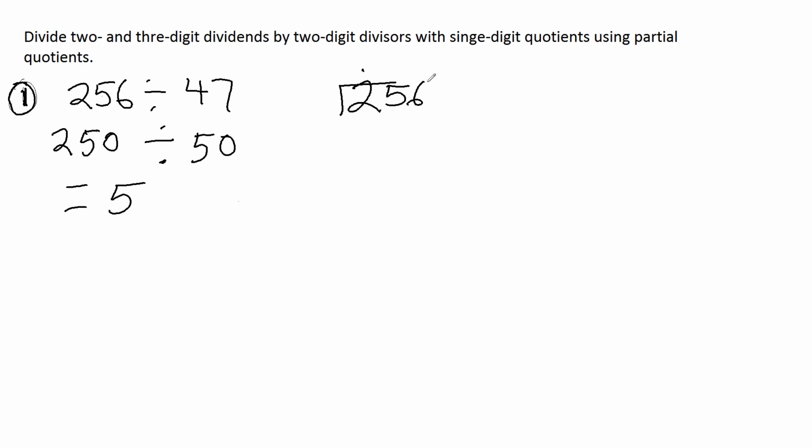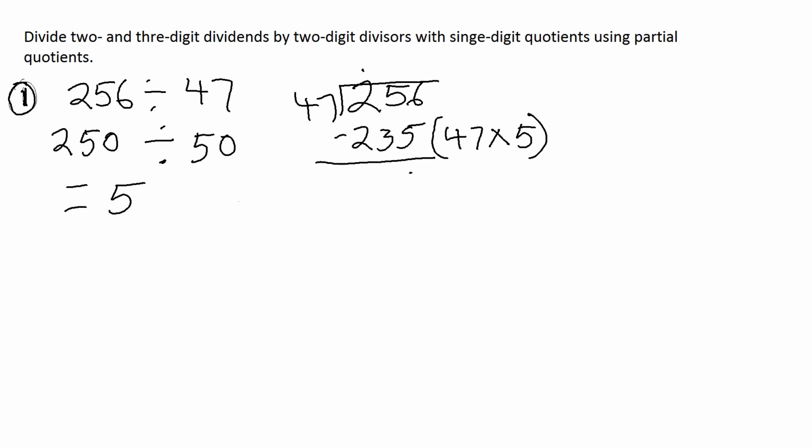256 divided by 47. We determined that 5 was an option, so we're going to begin our partial quotients process. 47 times 5. Now with that I get 40 times 5 is 200. 7 times 5 is 35, so 47 times 5 is 235.